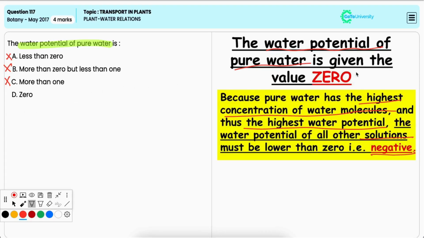Now the water potential of pure water at standard temperature and pressure is defined as 0. And this serves as the baseline for measuring water potential in other solutions. Hence, it is the correct option.